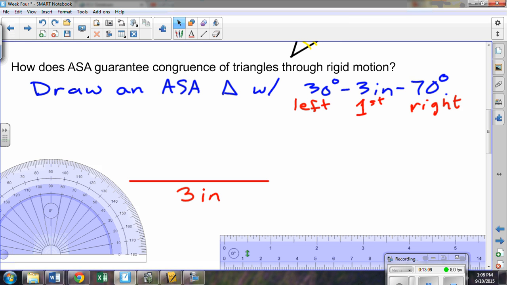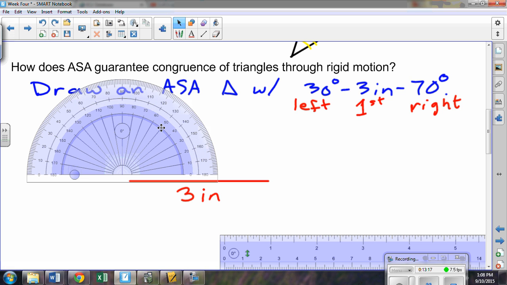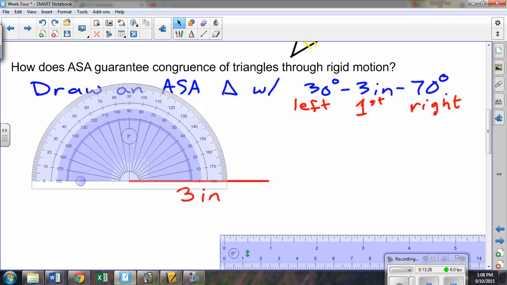Next, I need to attach a 30-degree angle to the end. And remembering how to use the protractor, if you look down here, where you should have a hole, you'd place the hole at the end where you're going to put the vertex. And then always start your angles on the side with 0. A lot of students mistakenly think that you always use the outside set of numbers. That's not the case. You always start at 0. And in this instance, 0 is on the inside. So 0, 10, 20, 30. And then I can just mark my 30-degree angle there.